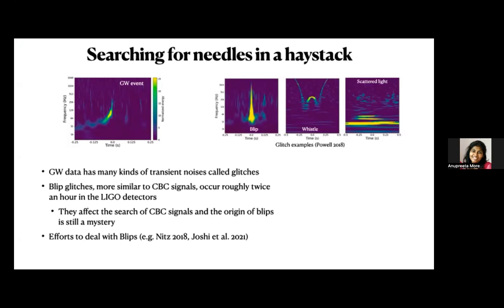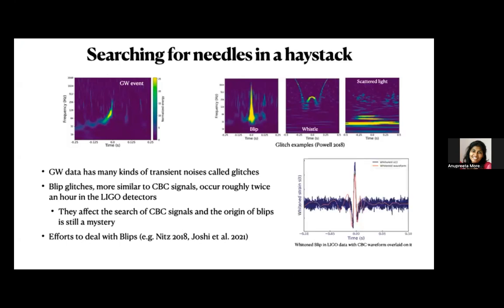And the frequency of occurrence of these glitches is extremely high. These blip glitches also have a very similar appearance to a CBC source. What I'm showing here is frequency on the y-axis and time on the x-axis, so these are called time-frequency spectrograms. And there's quite some similarity between a gravitational wave event and a blip.